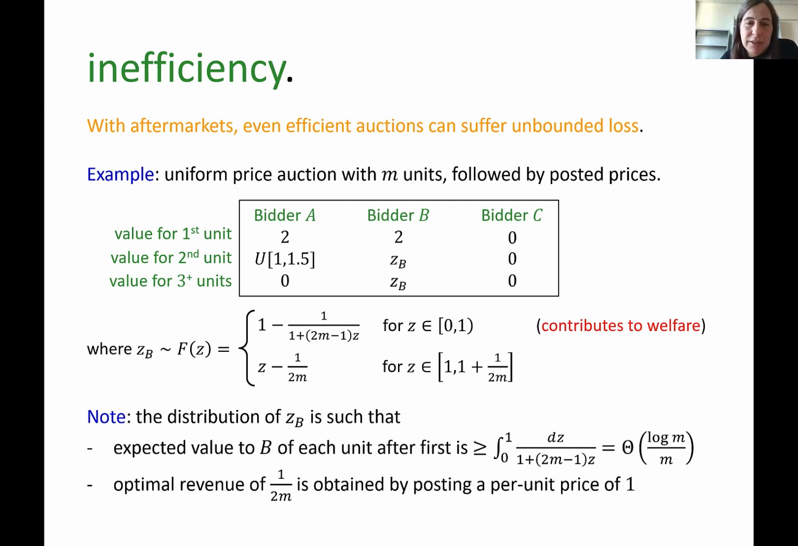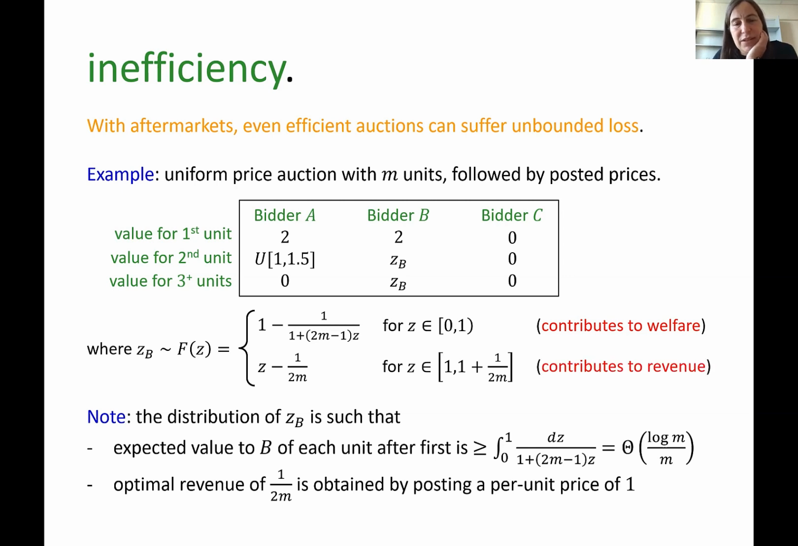But the revenue of this distribution: if you were facing a buyer whose value for units was ZB, what would you want to do to maximize your revenue? You would want to post a price of 1, because then you're going to sell to all the high types, and the high types exist. You can calculate that this is the best choice of price, or you could just trust me. So by posting a price of 1, the buyer is a high type with probability 1 over 2m, and if they're a high type, they're definitely going to buy, and so you get a revenue of 1 over 2m by posting a per unit price of 1.